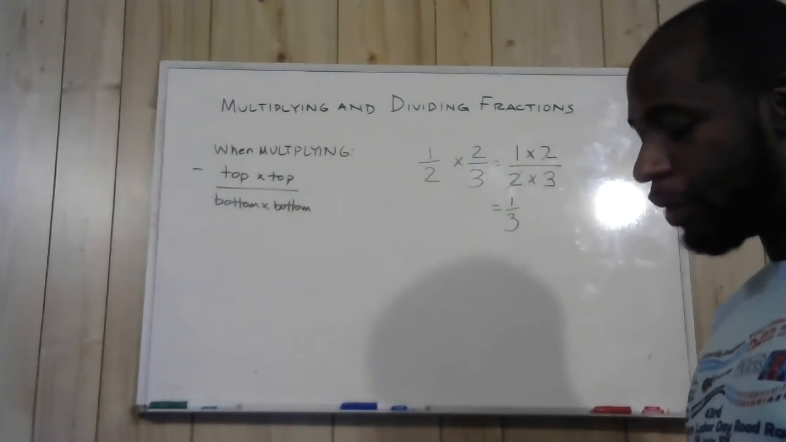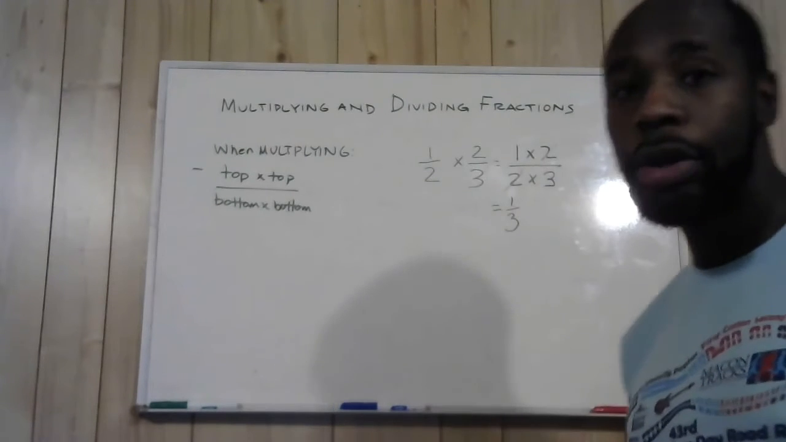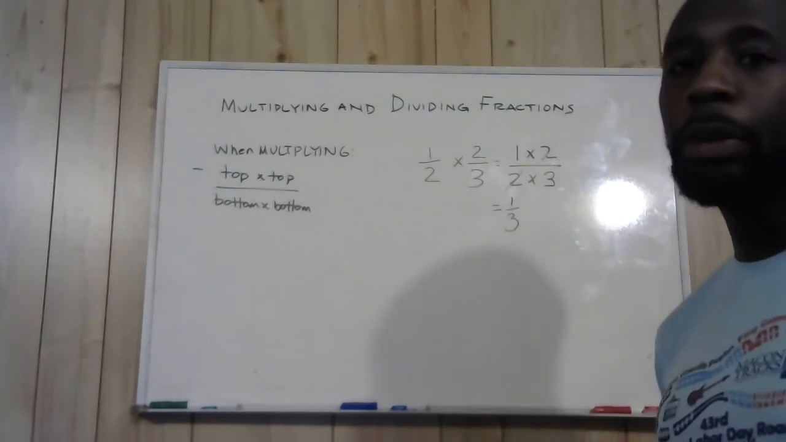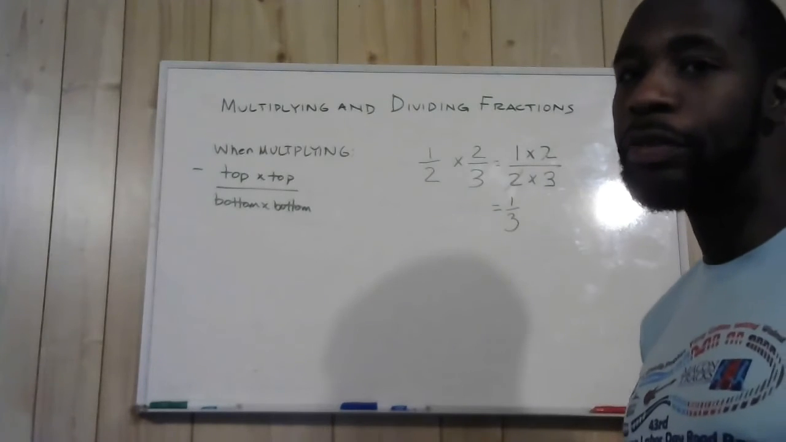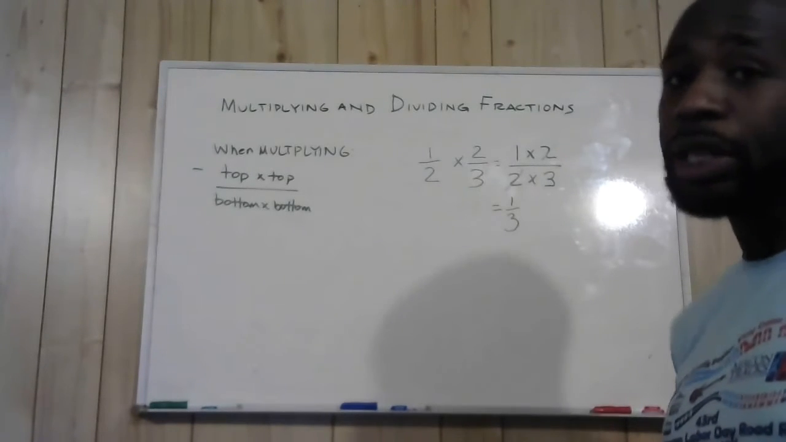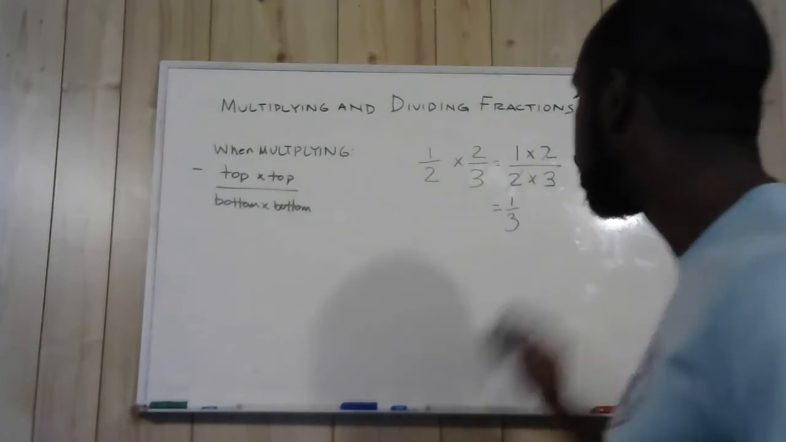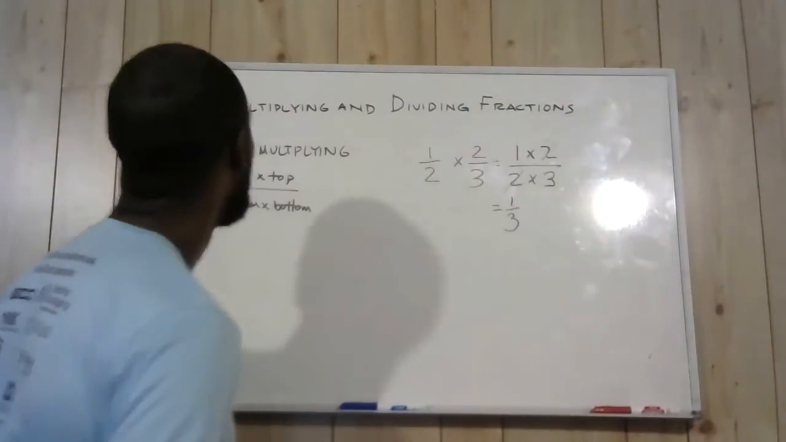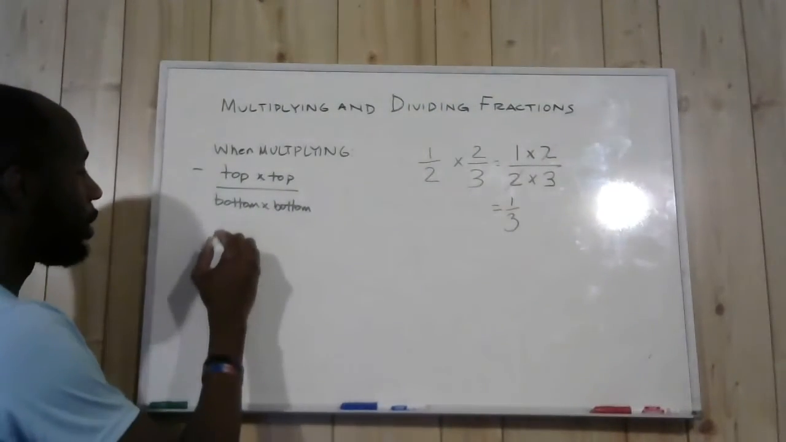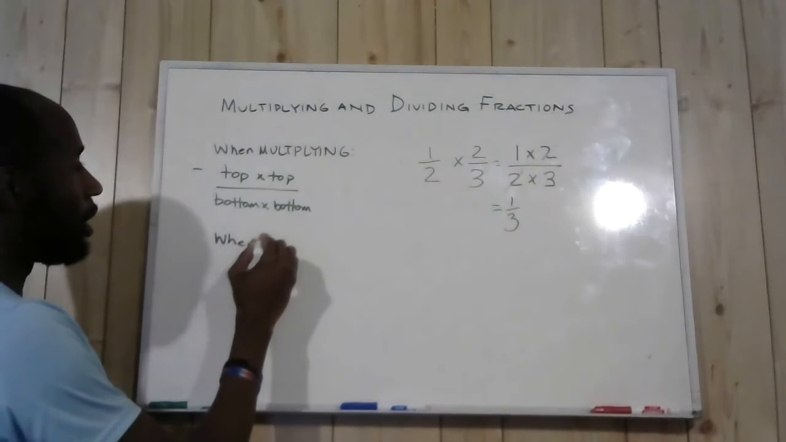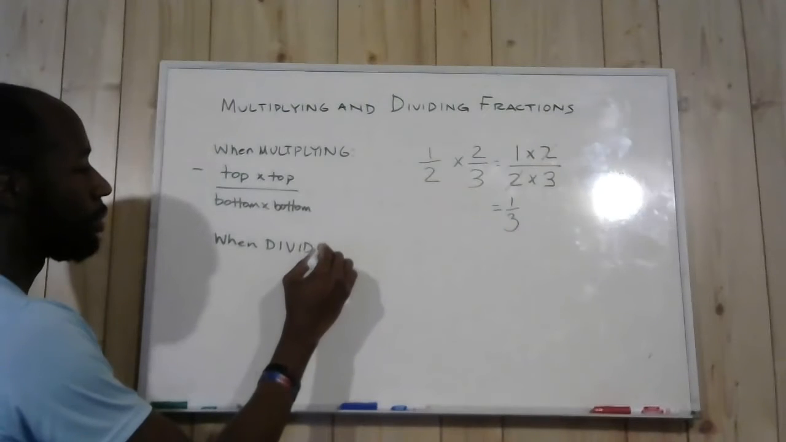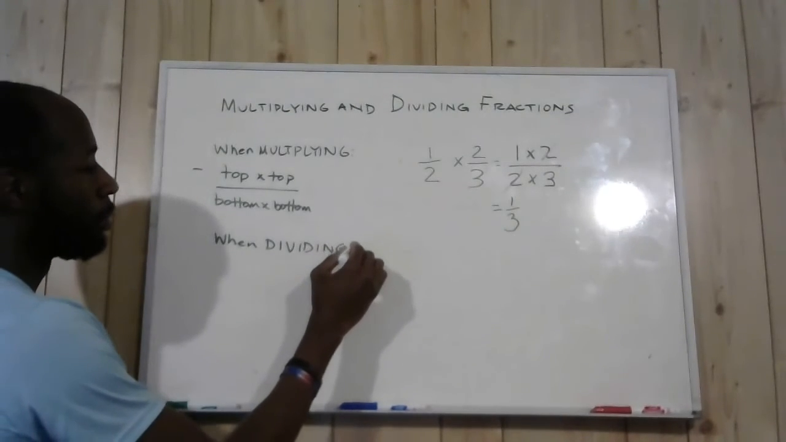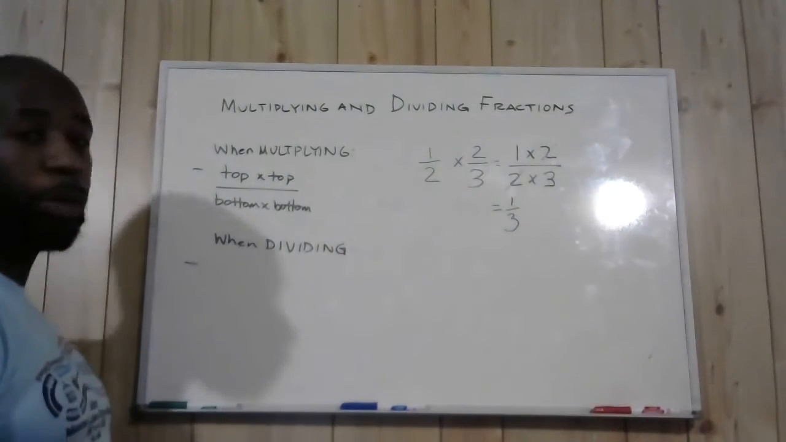Whenever you multiply fractions, multiply the numerators and multiply the denominators. Do all that stuff separate. Now, what about division? Division is a little bit more complicated, but it's still not very complicated. So when dividing fractions, you want to remember this.